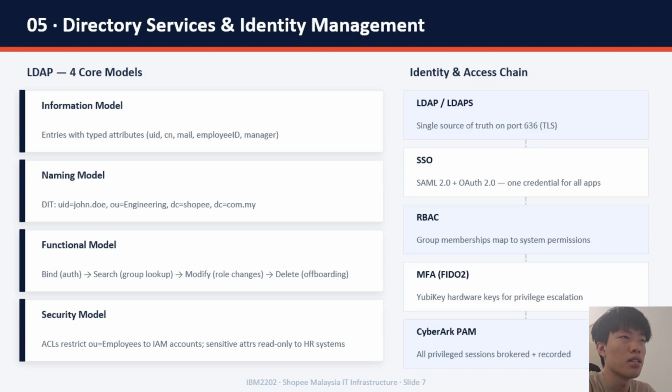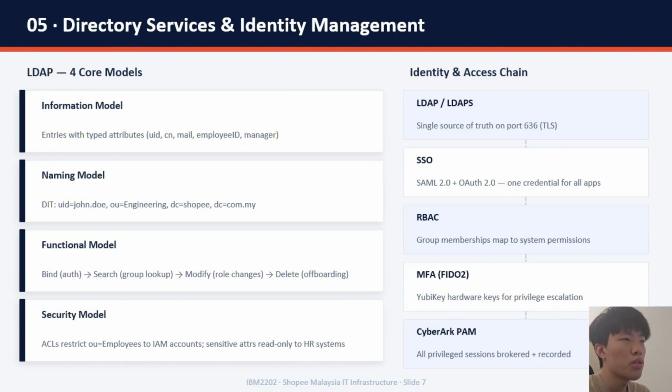Directory service is a specialized hierarchical database optimized for read-intensive identity queries. Unlike a transactional database, it's architected for low latency lookups against a tree-shaped data model. Shopee's LDAP implementation covers all 4 protocol models.